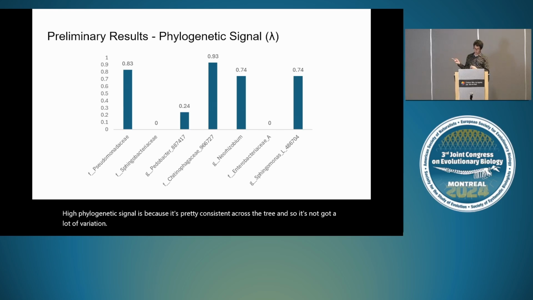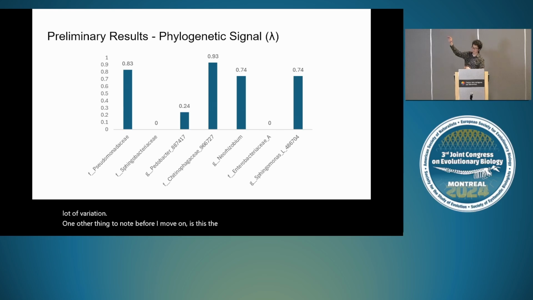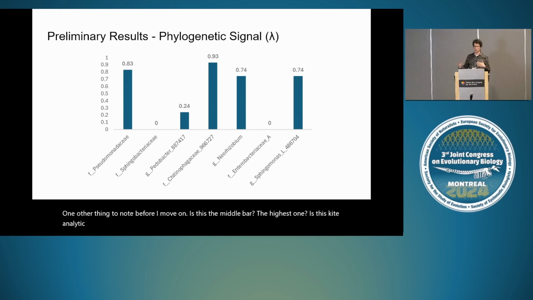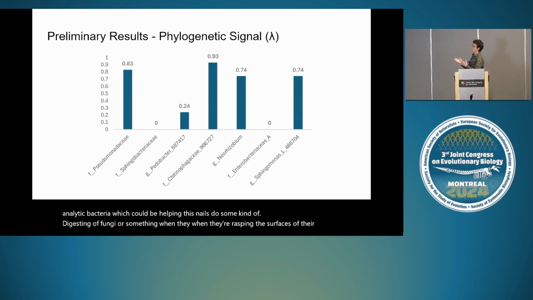One other thing to note before we move on is the middle bar, the highest one, is this chitinolytic bacteria, which could be helping the snails digest fungi or something when they're rasping the surfaces of their substrates. And so that's just a cool result that this has a lot of phylogenetic signal.